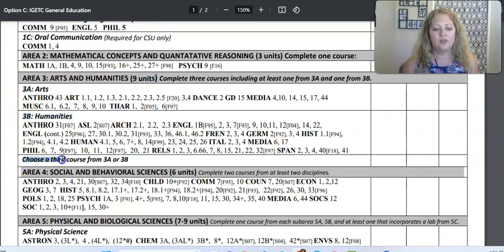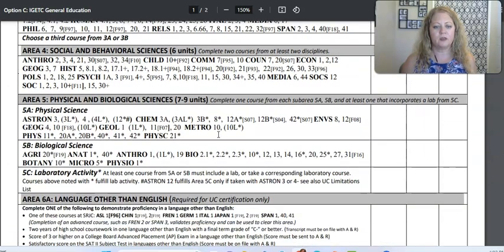Okay. Area 3 is 9 units, so you need 1 course in the arts section, 1 course in the humanities, and the 3rd course can come from either section. So if you take Art 1.1 and 1.2, you can come down here and take Humanities 4.1. Now, maybe you took AP Spanish in high school and you got a score of 4. Then your AP Spanish would count in the Humanities section as well, okay?